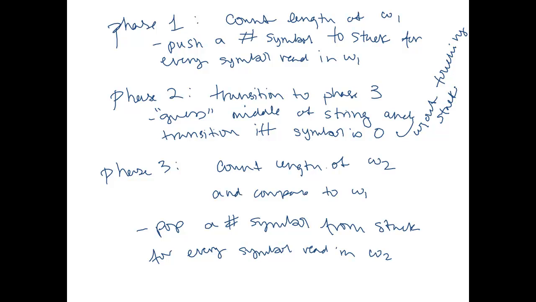Okay? This is just saying I'm at the breaking point. I'm the middle symbol, so transition over to the next phase. And then in phase 3, we're going to go back through and read all of the symbols in W2. We don't care if they're 0s or 1s, but for every symbol we're going to pop a pound symbol off of the stack. Okay, so how do we decide to accept?